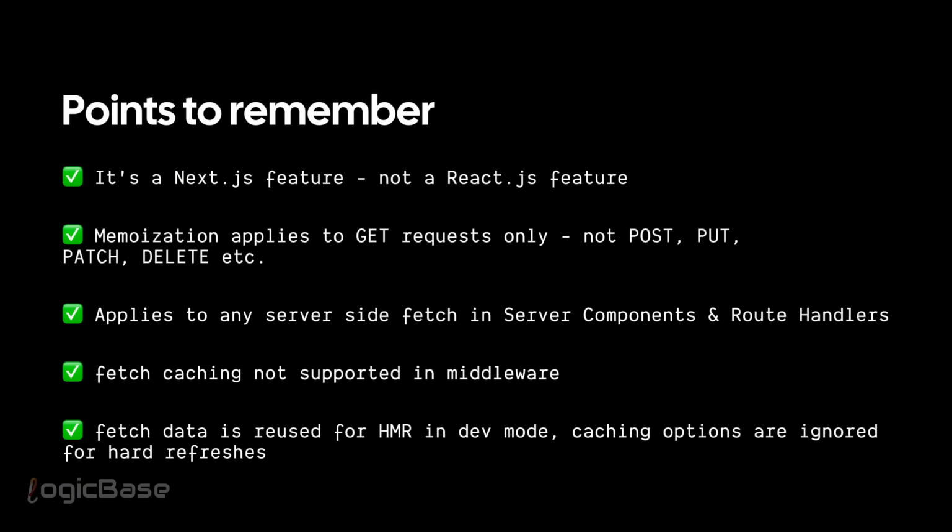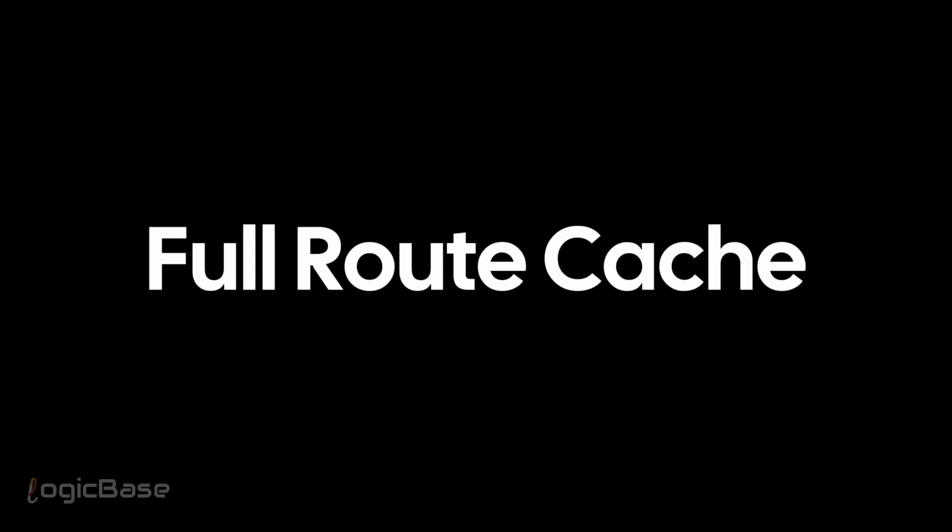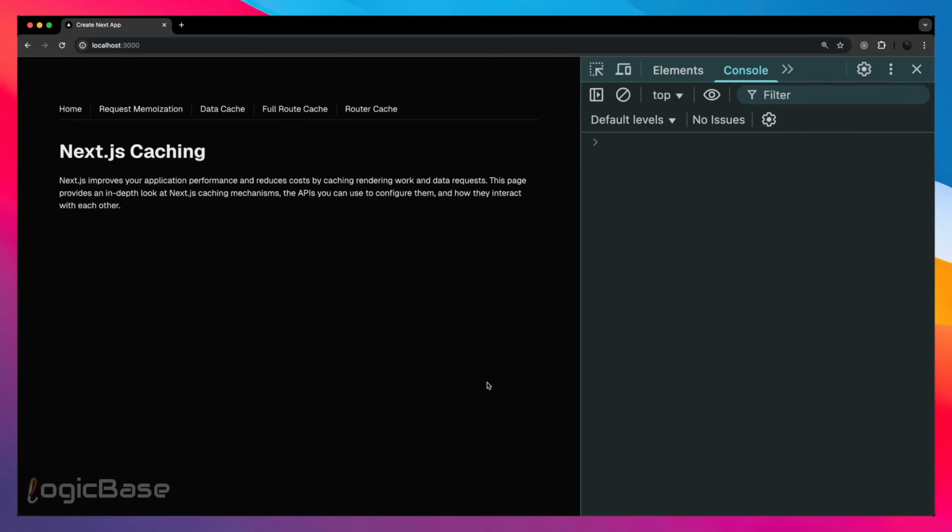Now, we will move on to another very important caching strategy, which is full route cache. Since we now understand data caching, grasping the concept of full route cache should be quite simple for us. There's just one extra concept we need to know, and that is the React Server Component Payload.